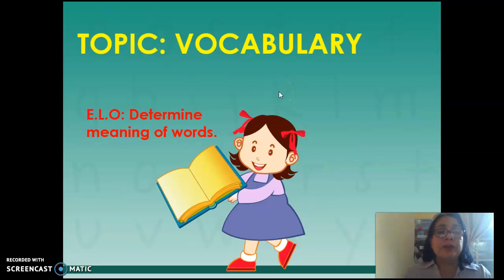Hello kids, good afternoon. Well, today we will see vocabulary and expected learning outcome, determine meaning of words. Well, the vocabulary that we will see is about shapes in art, okay? So let's begin.